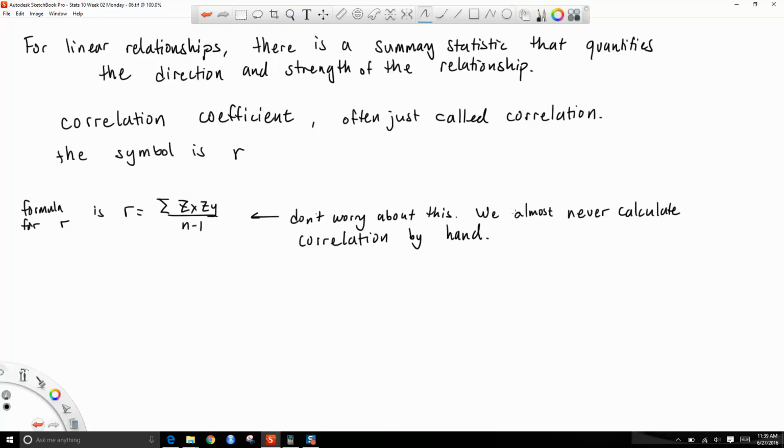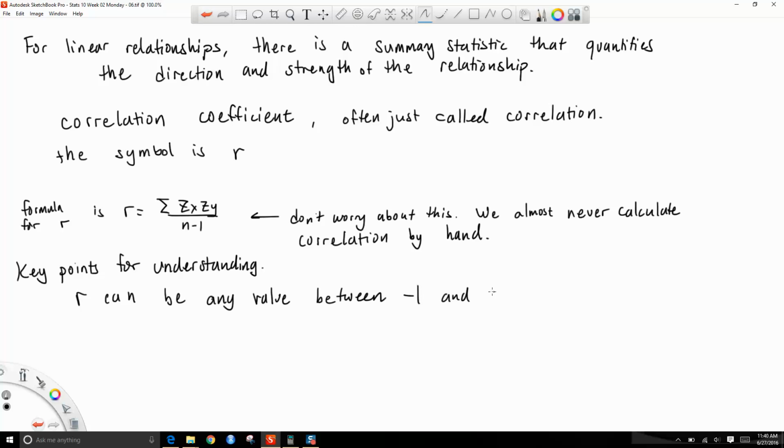What's important is our ability to interpret correlation. So these are key points for understanding R. R can be any value between -1 and +1 inclusive, or in other words, -1 is less than or equal to R, which is less than or equal to 1.